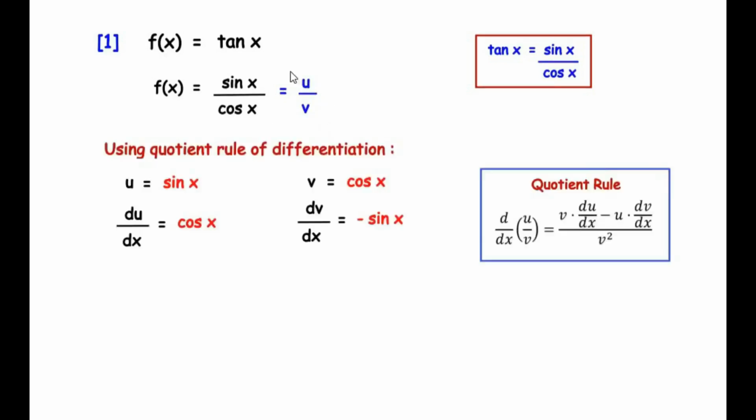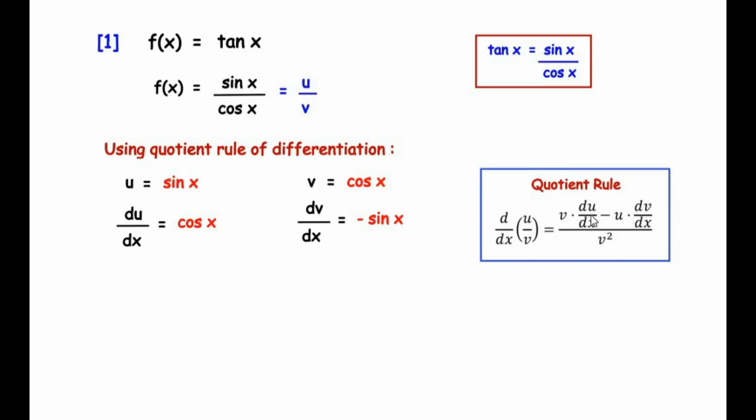Now the quotient rule we can apply for u over v is d by dx of u over v is equal to v times du by dx, that is we first differentiate u, minus u times dv by dx, that is we differentiate v next, over the denominator squared, that is we have v square over here. Now since we have considered sin x as u and cos x as v, we have written here u is equal to sin x and v is equal to cos x.